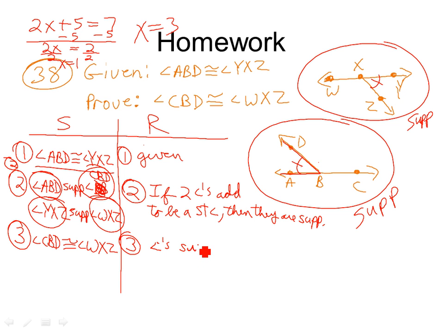Angles supplementary to, this time they're not supplementary to the same angle. They're supplementary to two angles that are congruent to each other. So angles supplementary to congruent angles are congruent. I know that doesn't make a whole lot of sense, so you've got to really think about it, right? But if two angles are supplementary to two other angles and those other two angles are congruent, then you know the original two angles have to be the same.